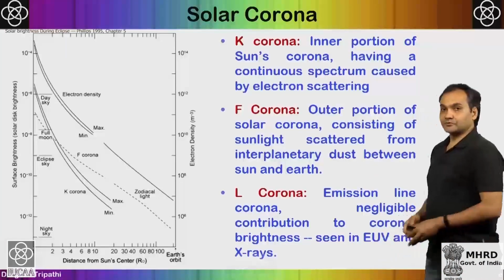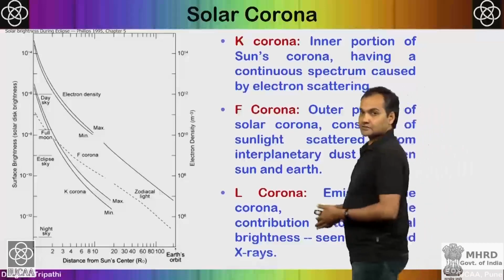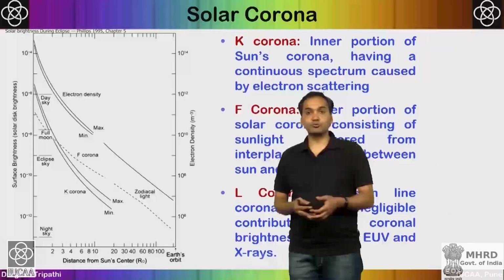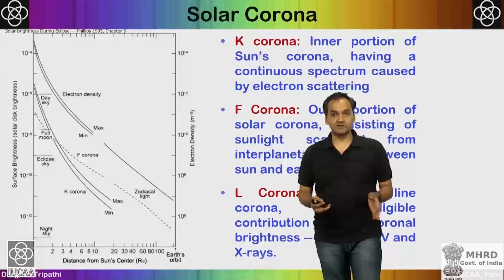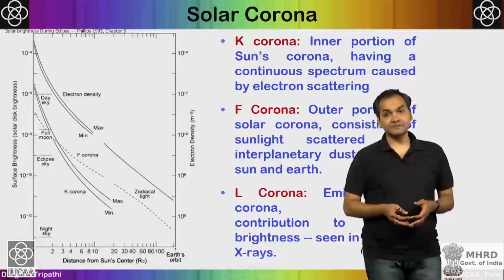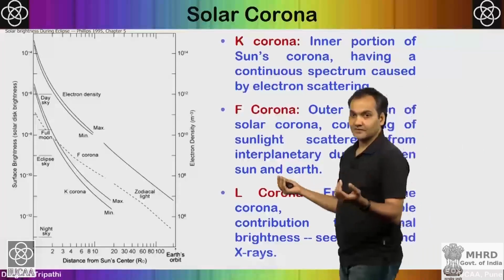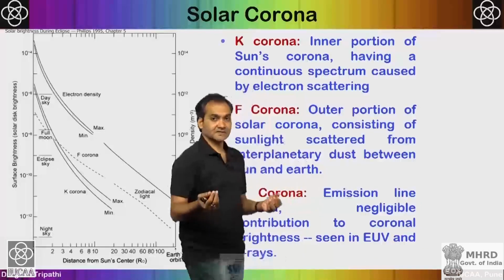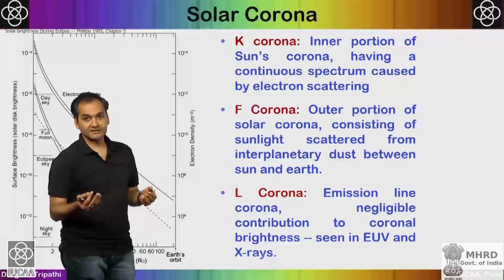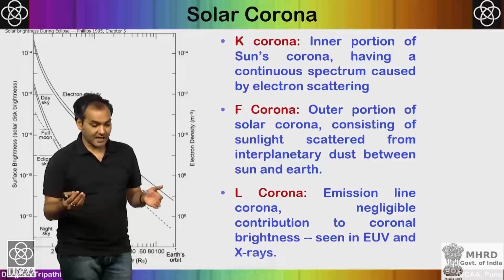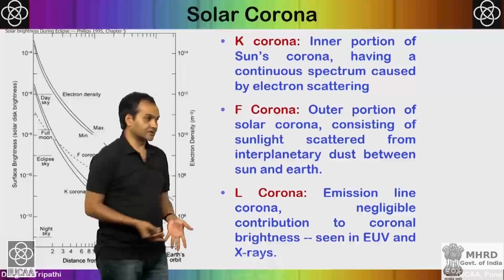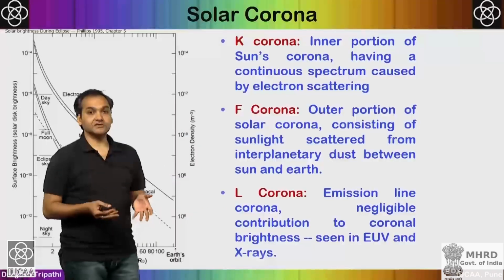Now, the corona can be divided into three parts. The K corona is essentially the inner portion of the sun's corona, having a continuum spectrum caused by electron scattering. The F corona is the outer portion of the solar corona that consists of sunlight which is scattered from the interplanetary dust between the sun and the earth, and the L corona is the emission line corona, and that can be observed in UV and X-rays.